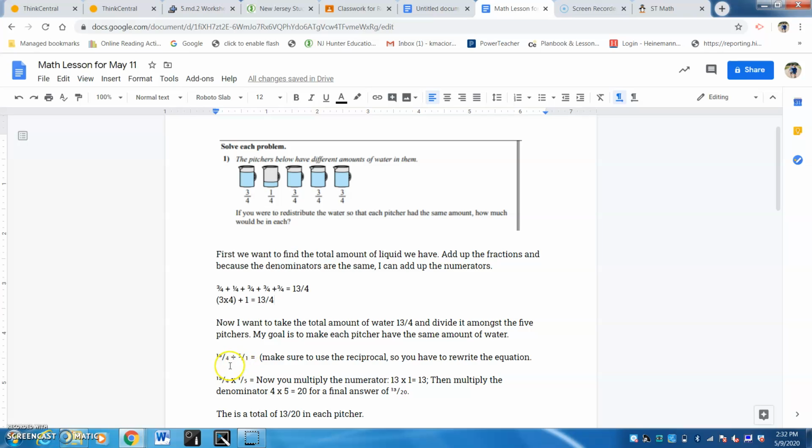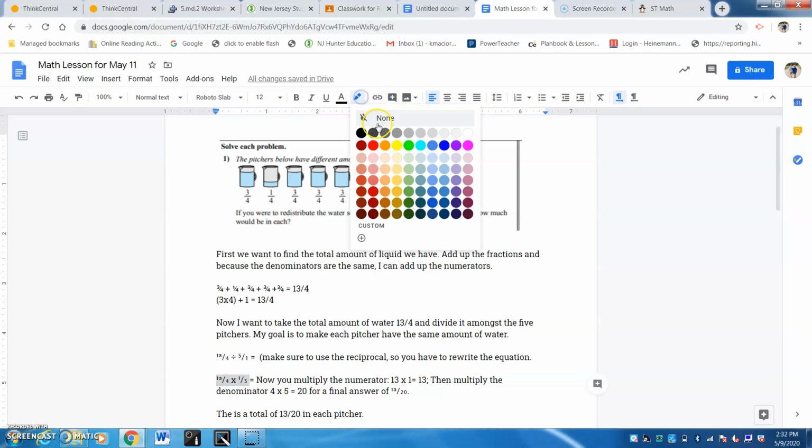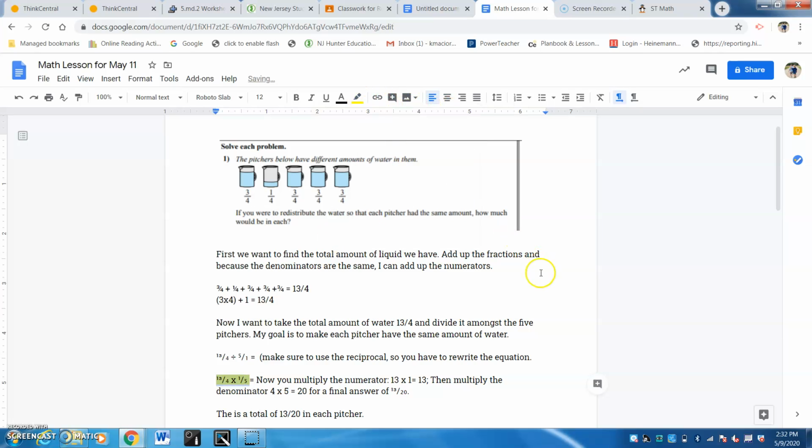I put it over 1. So here we go, 13/4 divided by 5 over 1. But I can't divide like this. Remember, I have to use the reciprocal, so I have to rewrite the equation. So you'll see right here how I rewrote the equation using the reciprocal. Now I have 13/4 times 1/5.